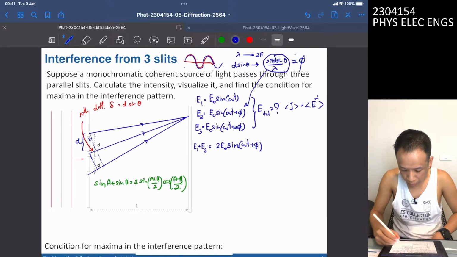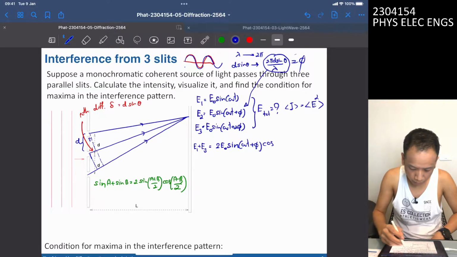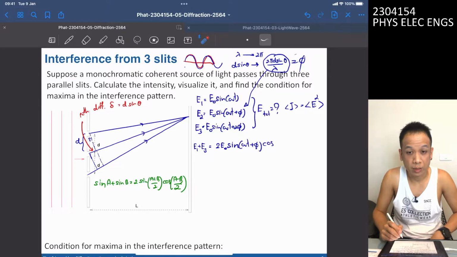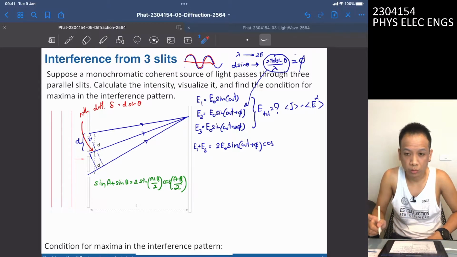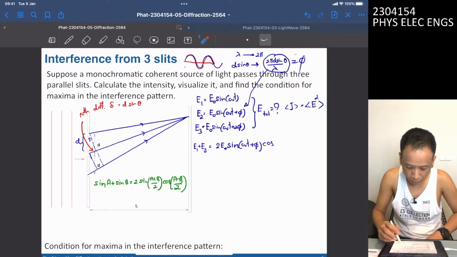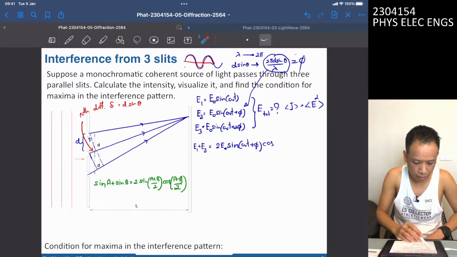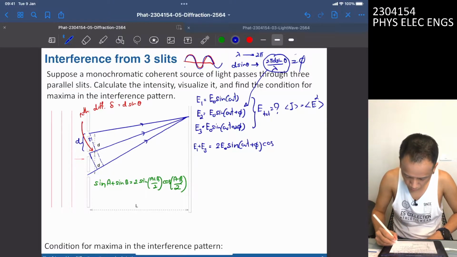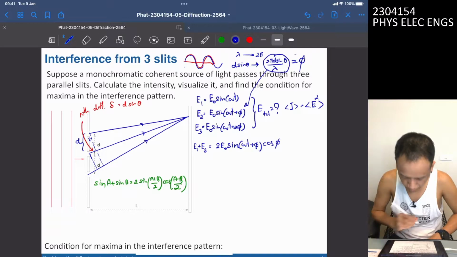And then you get another term, which is cosine. When you do the subtraction of the increments, omega t minus omega t plus 2 phi, it's going to be minus 2 phi. So cosine minus 2 phi is cosine 2 phi, right? And then you divide it by 2, so you get cosine phi here.